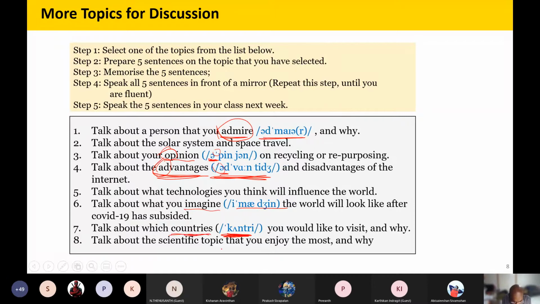Country. I can't hear you well. Say it again. Country. Yeah, not country. Country. Yeah, country. K is the biggest sound. You know that dash there? Country. Okay? All right. You should practice this one. Pronunciation is very important.